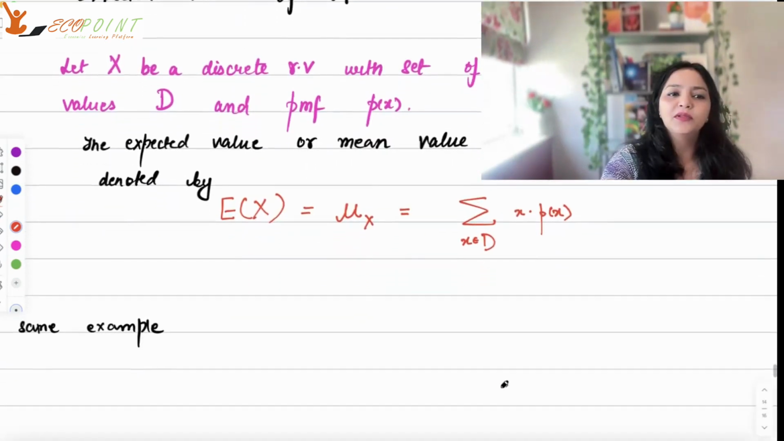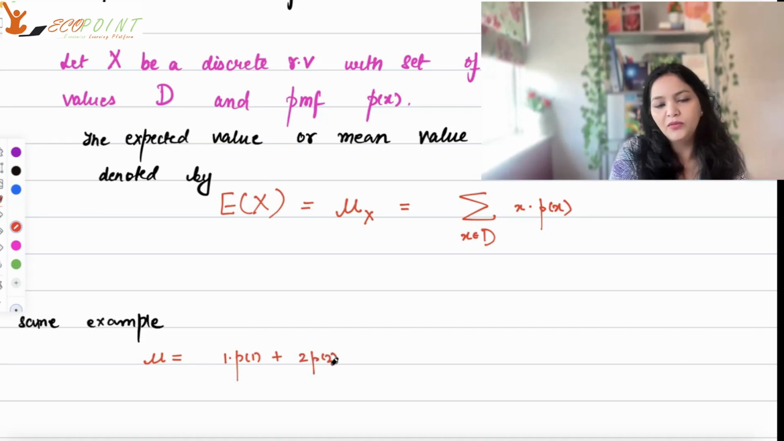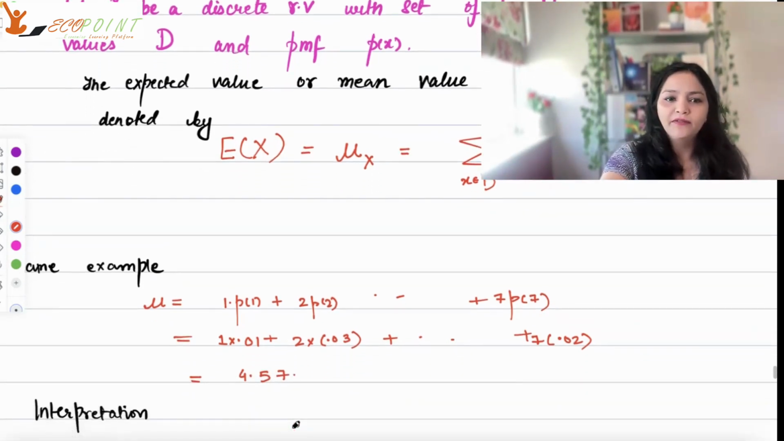So in this case, if we go back to the same example, your mu will be 1 into P1 plus 2 into P2, so on and so forth, plus 7 into P7. So this turns out to be 1 into 0.01 plus 2 into 0.03 plus so on and so forth till 7 into 0.02. And you will observe that you are again, of course, getting the same value, 4.57.